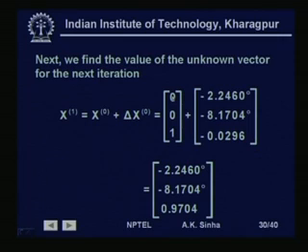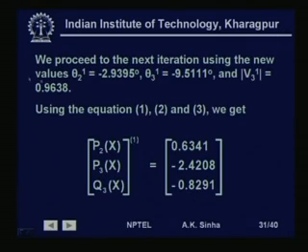So, the initial guess value of x0 was 0 degrees and 1 per unit. So, we add to this the delta x, which is the value when we substitute. So, we get the value of the state variables after the first iteration as theta 2 equal to minus 2.246 degrees, theta 3 is minus 8.1704 degrees, and V3 is 0.9704 per unit.